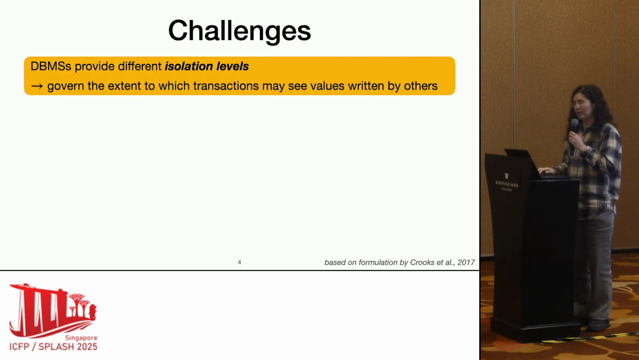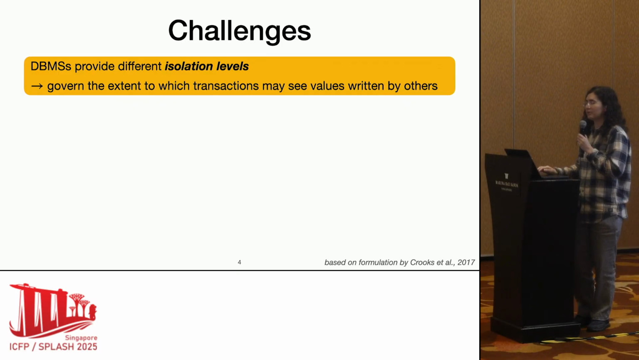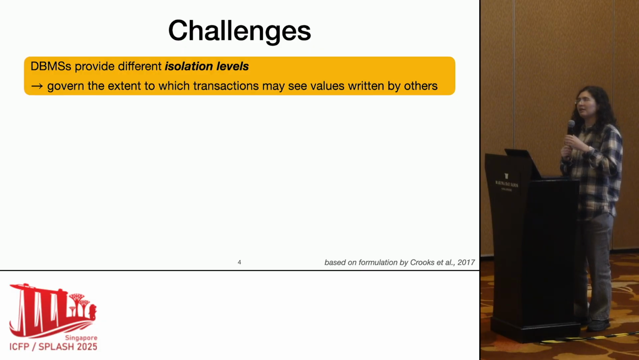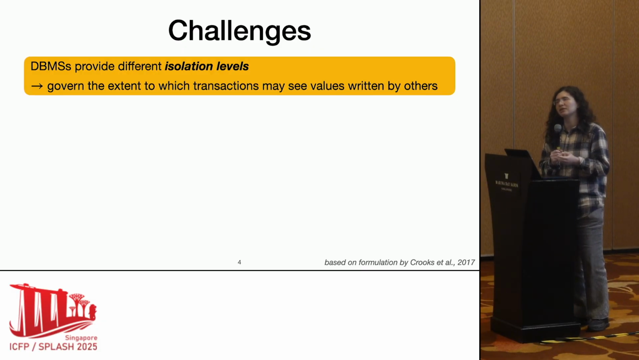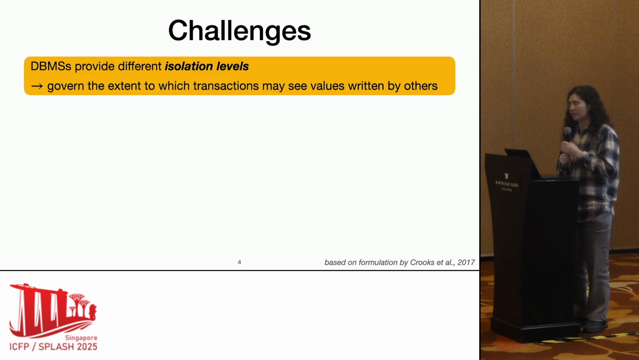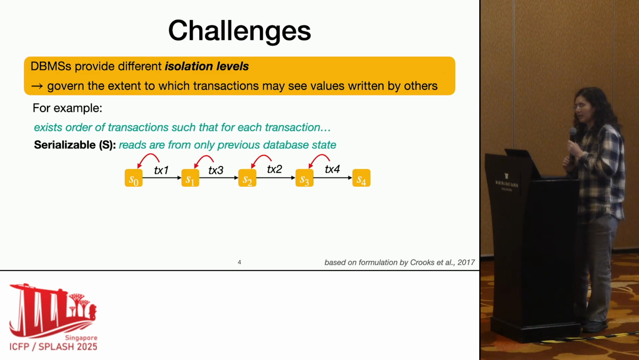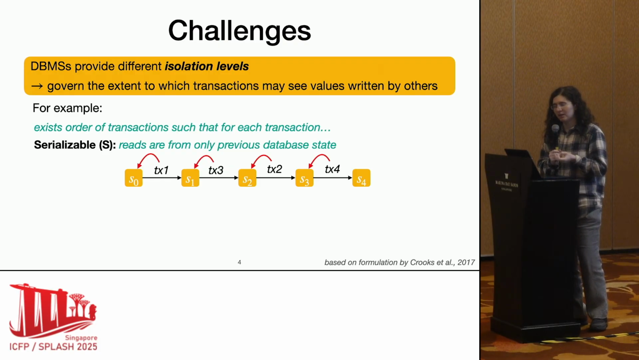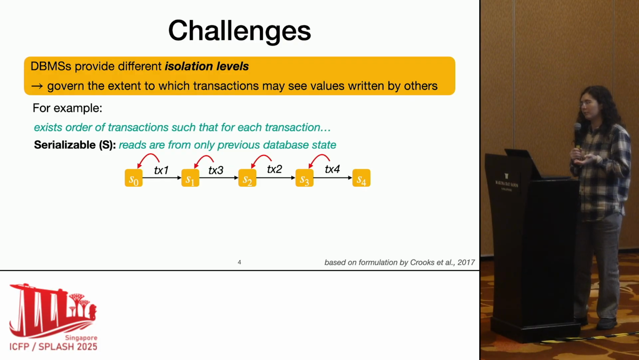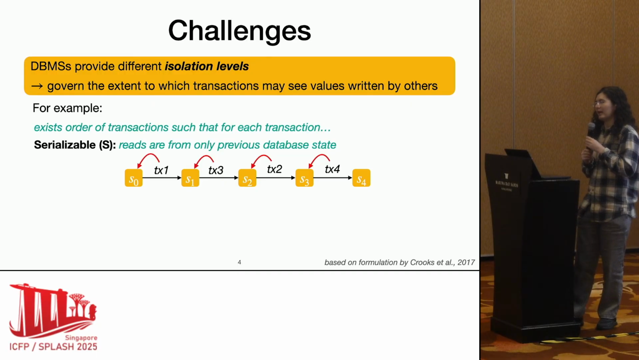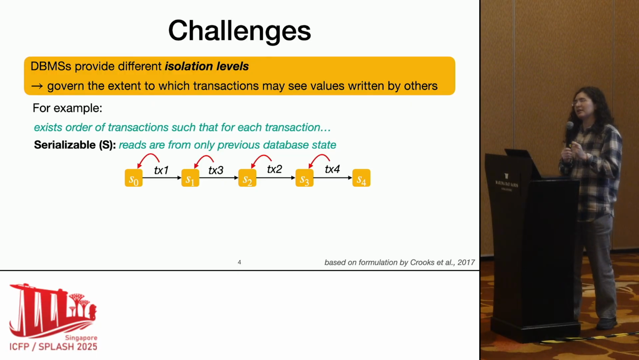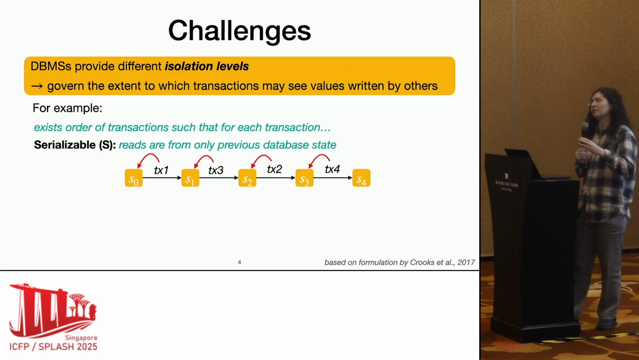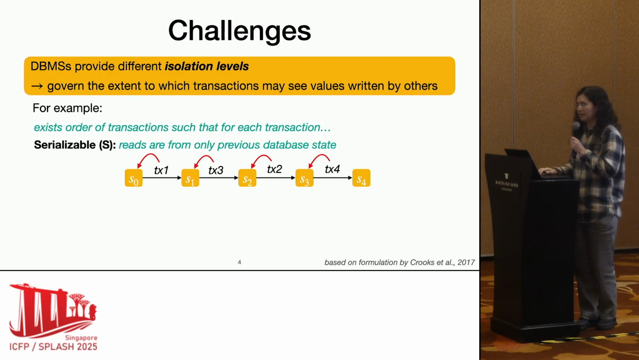The first one that I'll mention is that DBMSs provide different isolation levels, and these govern the extent to which transactions can see the effects of other executing transactions. For example, one isolation level is serializability. One way of formulating this is that if we have a serializable isolation level, we expect that there exists some order of the transactions such that each transaction reads only from the most recent database state.